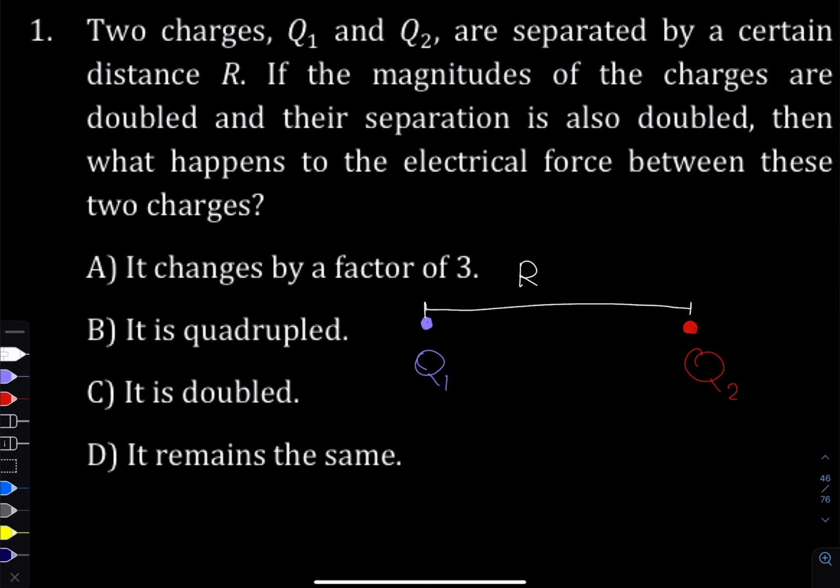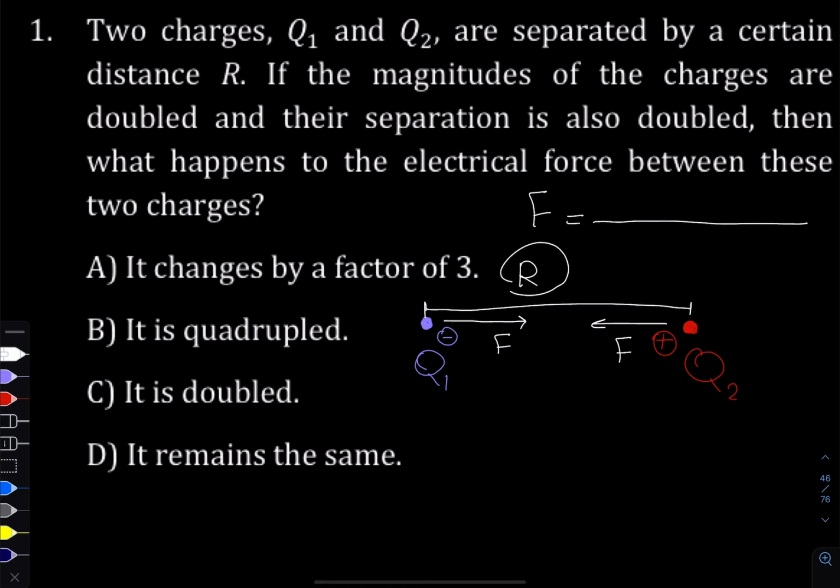Now, let's assume that one is positive and one is negative. They're going to exert a force on each other, so each one is going to have a force that is attractive toward each other. So, like that, they're going to be attracted to each other because they're opposite charges. We can draw this about the same size. So, the force that each one exerts on the other can be calculated using this equation.